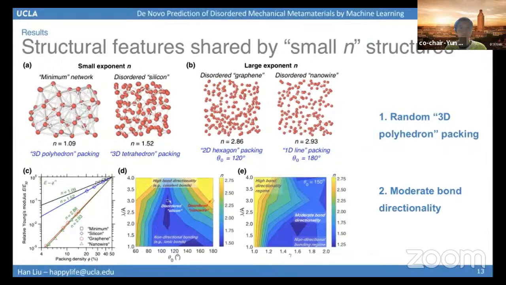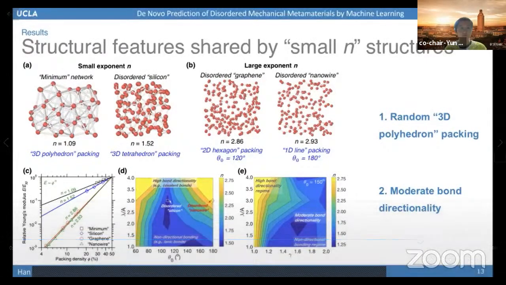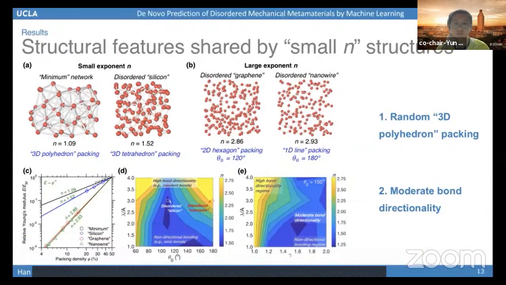Figure D and E shows the exponent n as a function of the tunable three-body phosphate parameters. We find that the regions exhibiting high exponent n are regions associated with strong three-body interactions, where the bond directionality is very high to prevent random 3D polyhedron packing. Instead, we find that moderate bond directionality will contribute to the formation of small n structures.